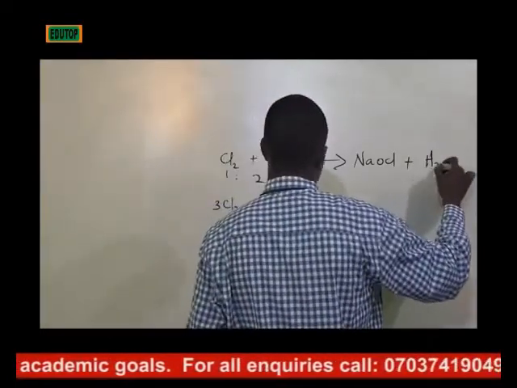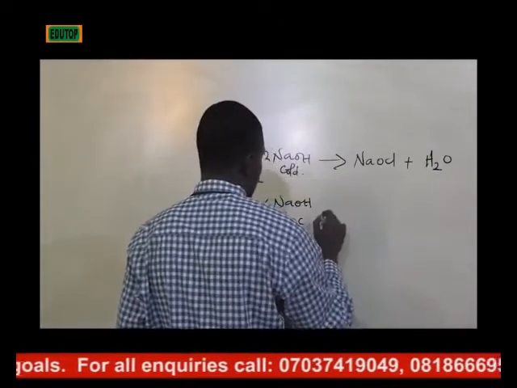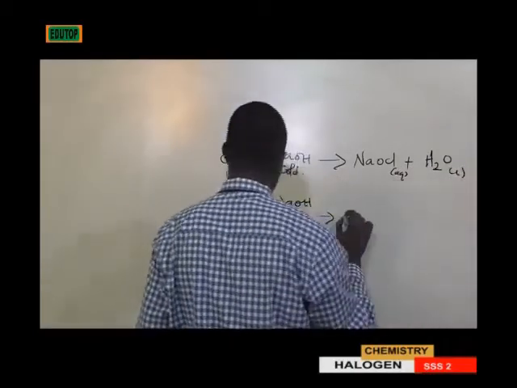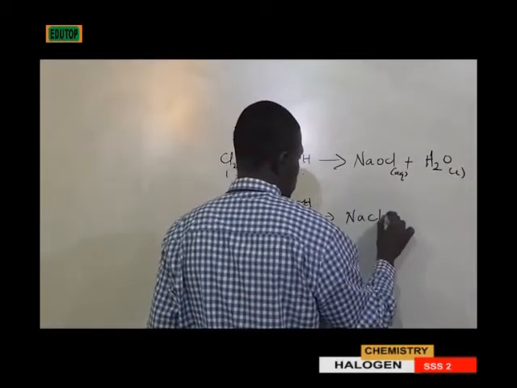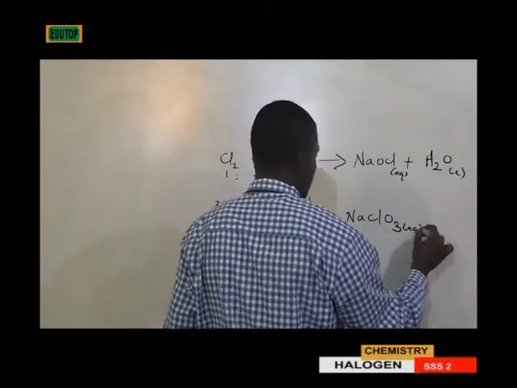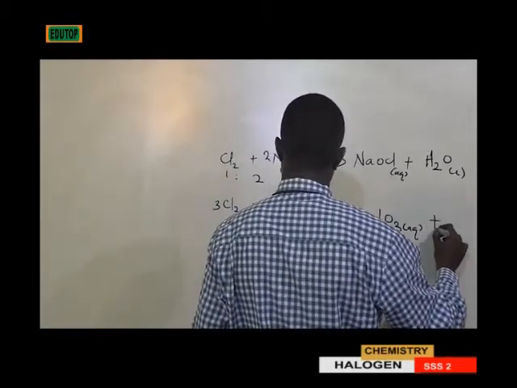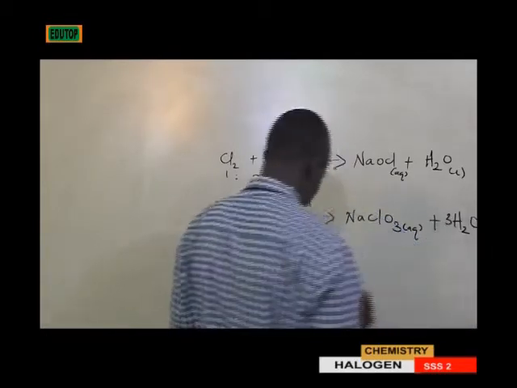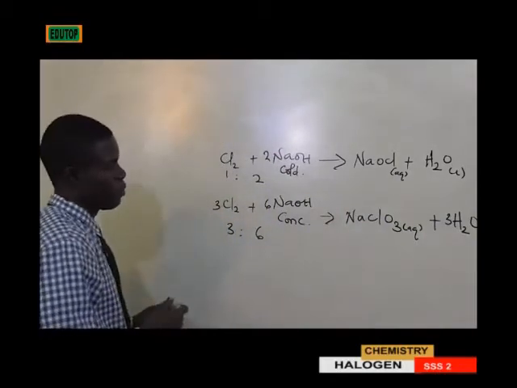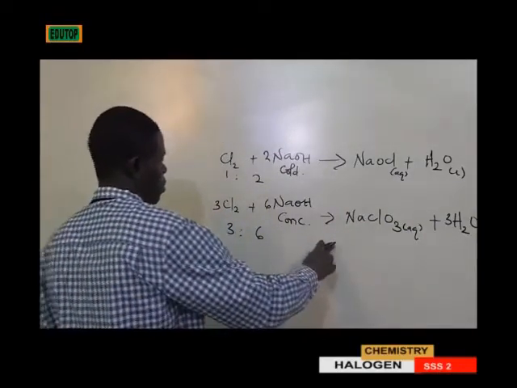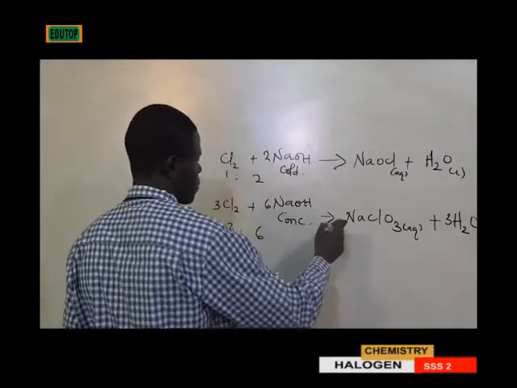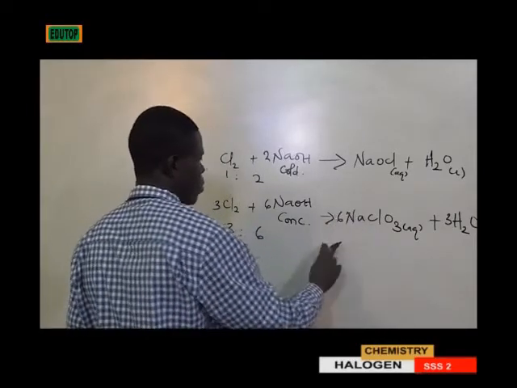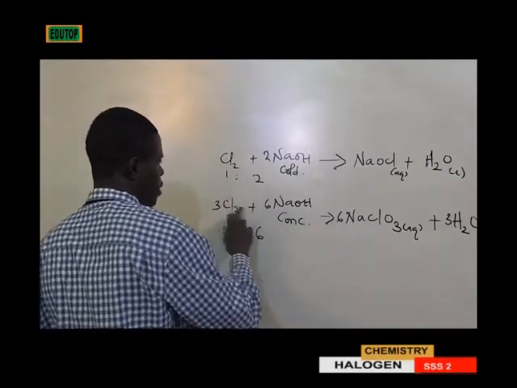plus water. Then here we have, it says aqueous, liquid. Then in this situation we have this plus water. So now balance this reaction. How many chlorine do we have here? We have 6 here. So we have 6.